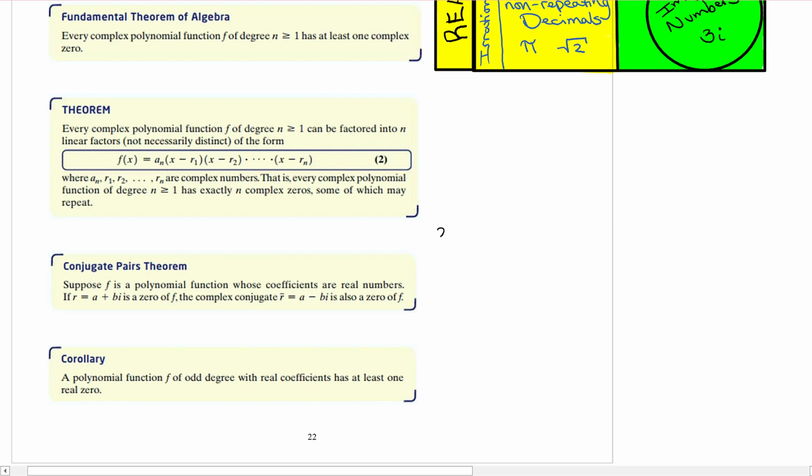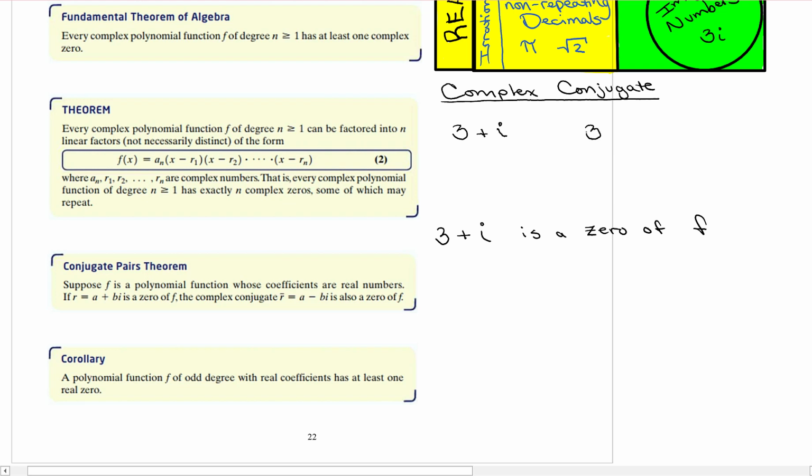The conjugate pairs theorem. Suppose f is a polynomial function whose coefficients are real numbers. If r is equal to a plus bi is a zero of f, the complex conjugate, which is a minus bi, is also a zero of f. So for example, let's say I said 3 plus i is a zero of f. What would be the complex conjugate of 3 plus i? The complex conjugate of 3 plus i is 3 minus i. Right? So we call these two numbers complex conjugates of one another.